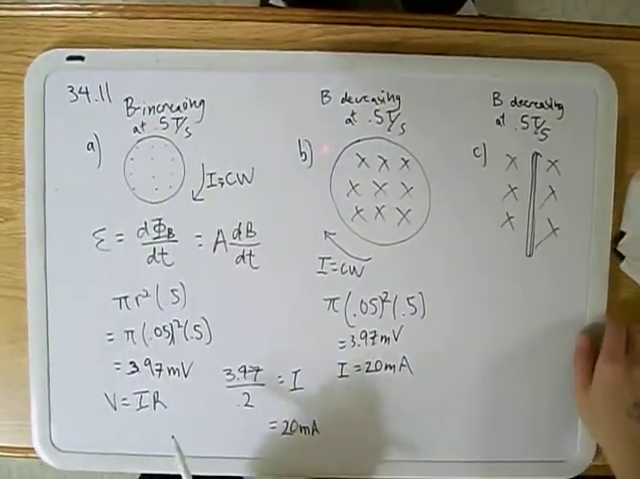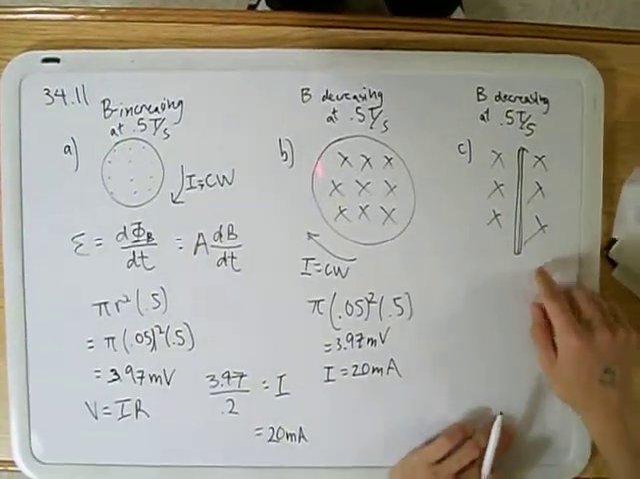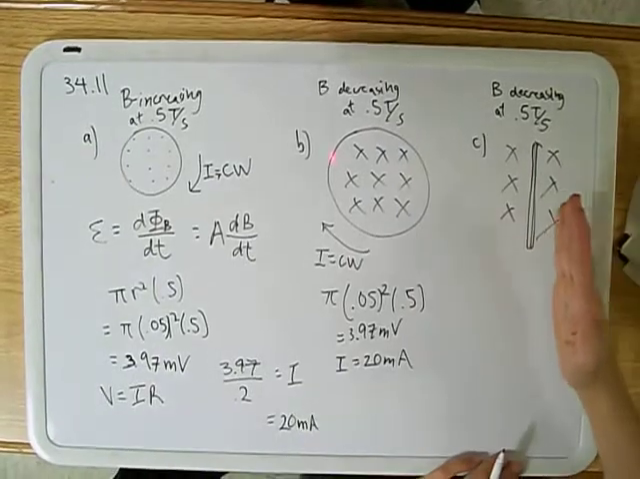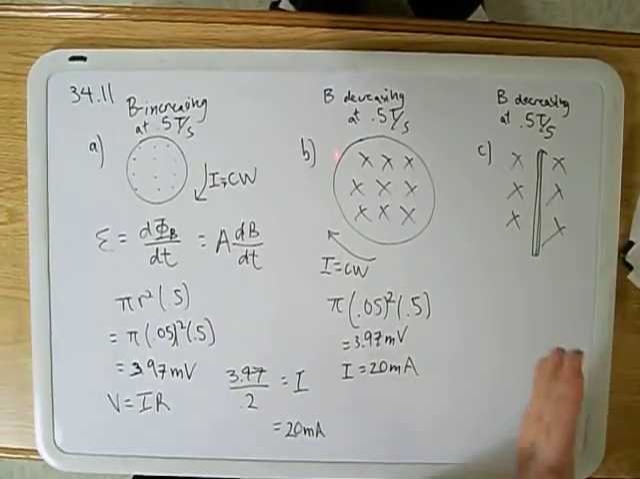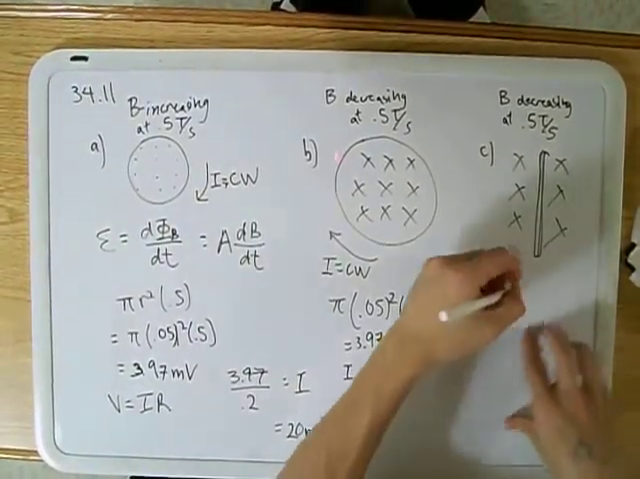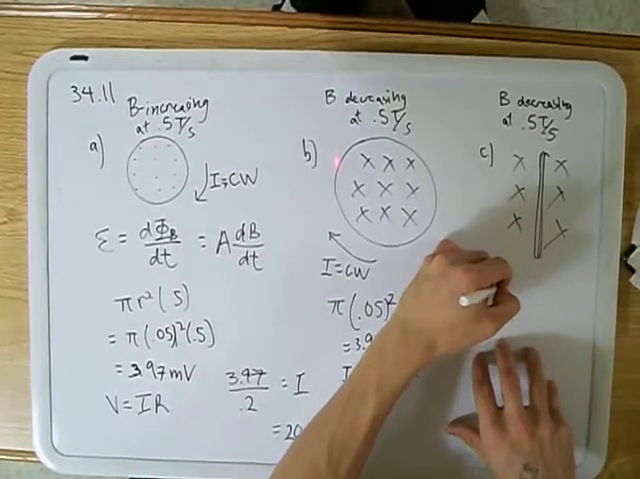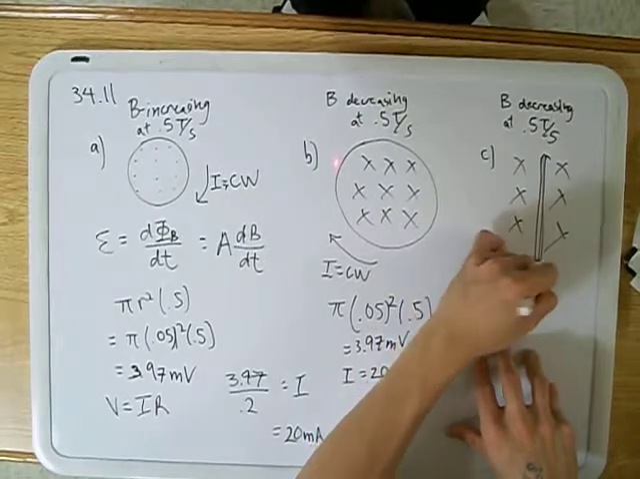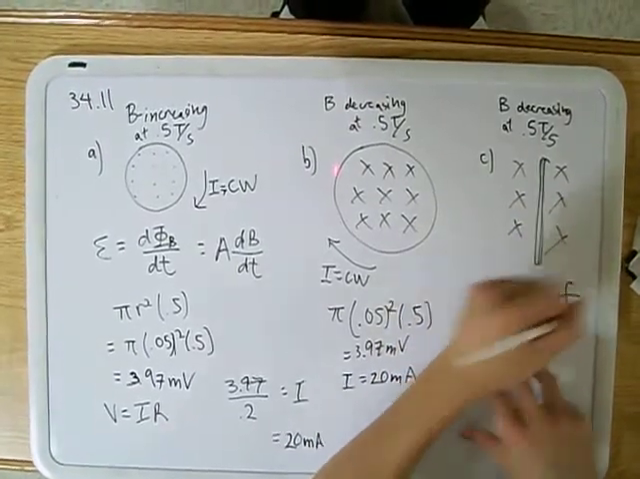Alright, so for part C, the hoop is facing directly at you, so that its surface will be parallel to the magnetic field, which will not give you any induced EMF, so no EMF, and therefore no current as well.